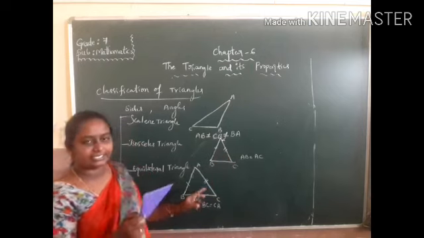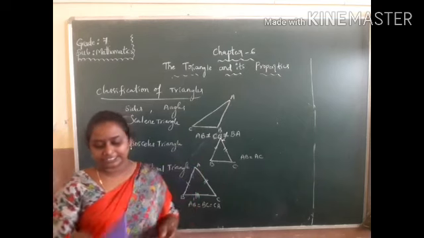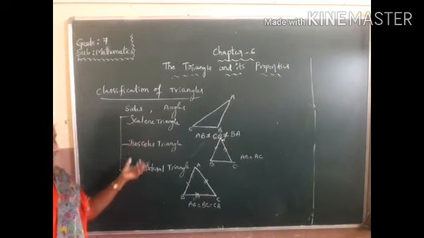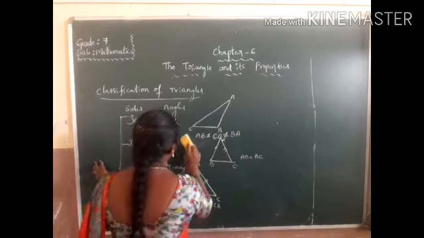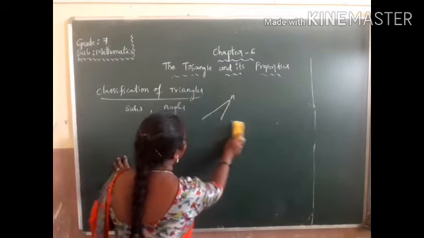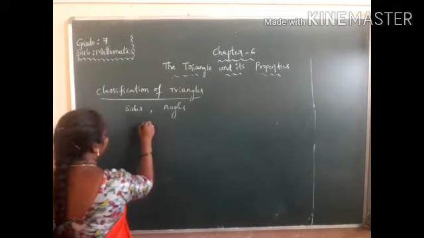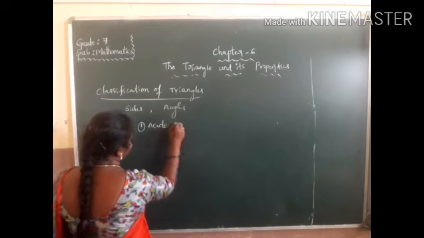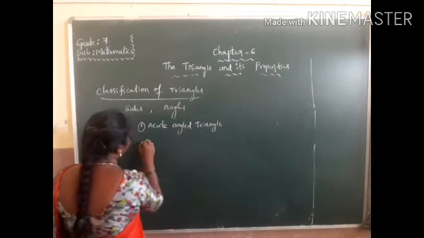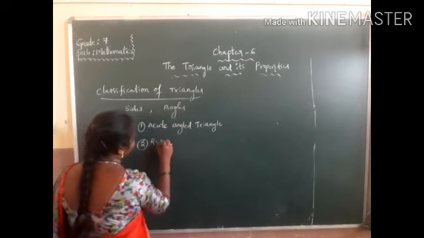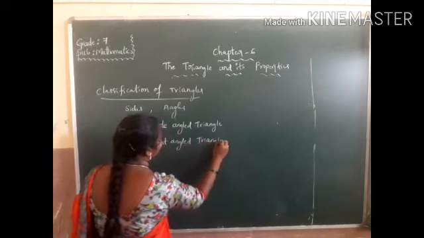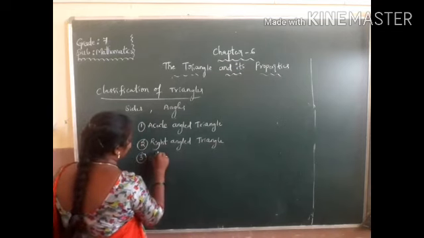But in an equilateral triangle, all the sides are equal. Right, children? So we have seen up to, based on the sides, how many triangles we have. Now go for angles. Based on angles, triangles are classified into three types. One is acute angled triangle, and second one is right angled triangle, and third one is obtuse angled triangle.